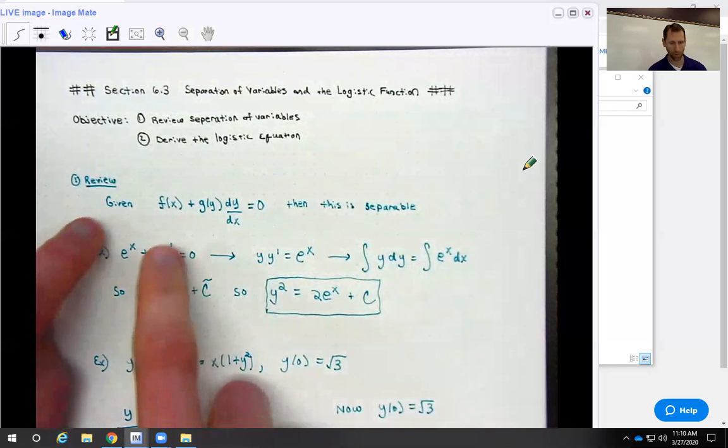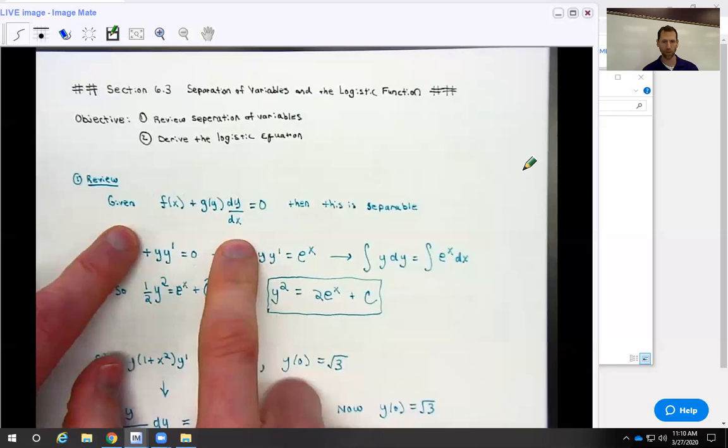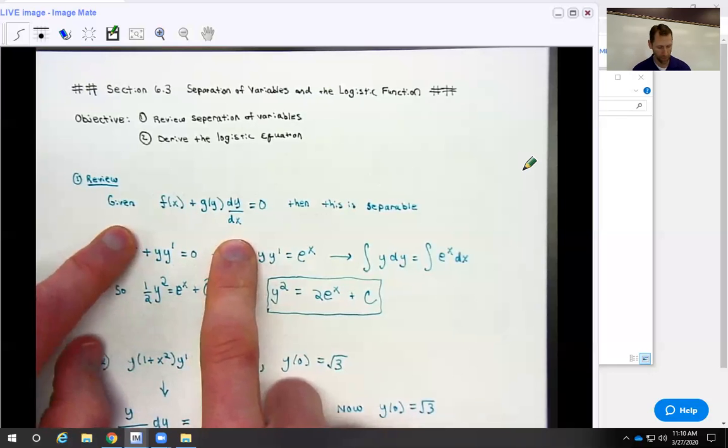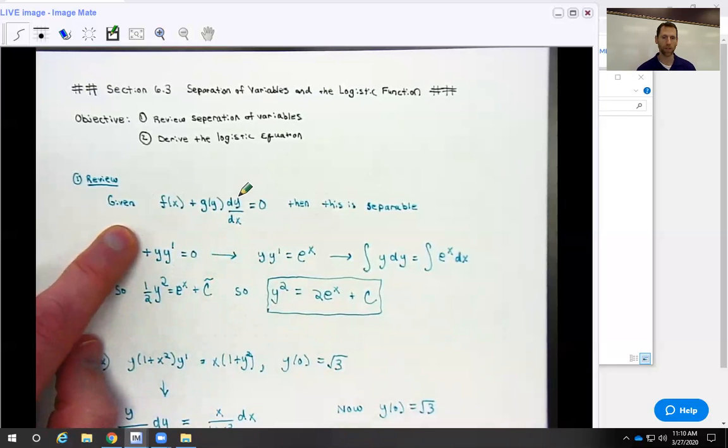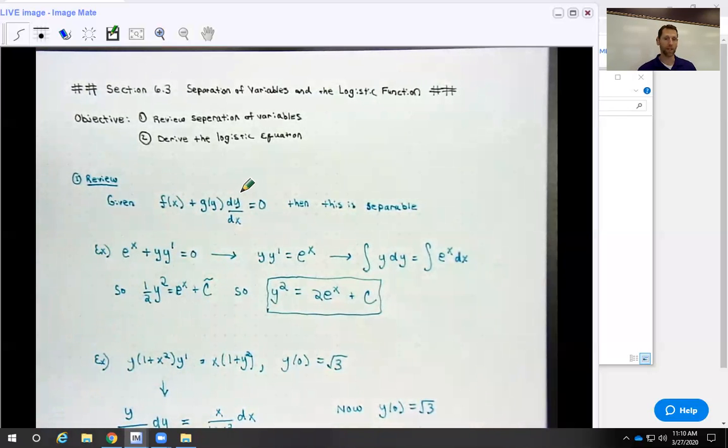Without further ado, I want to review a little bit about our separation of variables routine. We're looking at first order differential equations. Remember, it's first order because what you see here is the first derivative, and that's the highest order derivative that we see. So it's a differential equation because it has a derivative in it. It's a first order differential equation because the highest order is a first order.